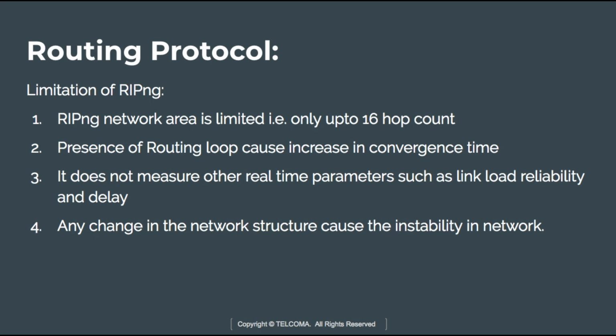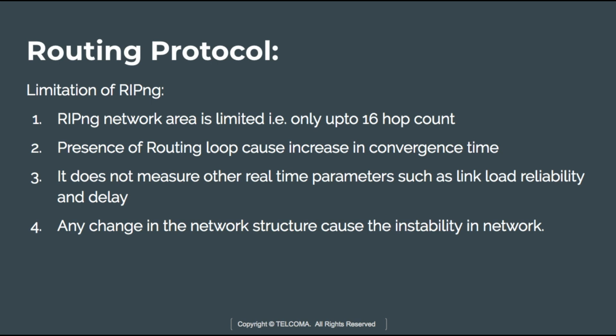The presence of a routing loop in a network causes an increase in convergence time and makes the system unstable. The next limitation is that it doesn't measure other real-time parameters such as link load, reliability and delay. These are the parameters from which we can judge whether the network is good or not. RIPng does not use such parameters to create a better route. The last limitation is that any change in the network structure will cause instability in the network.